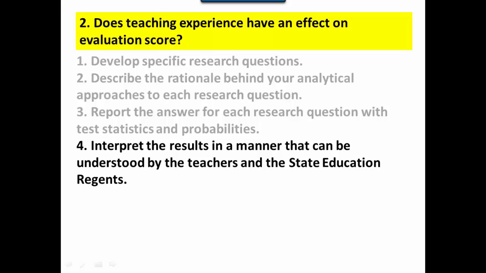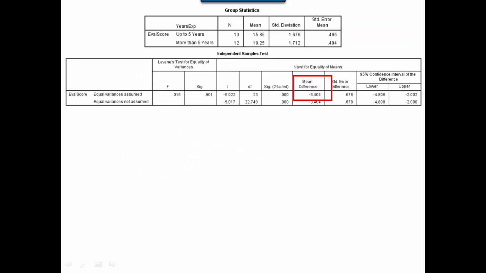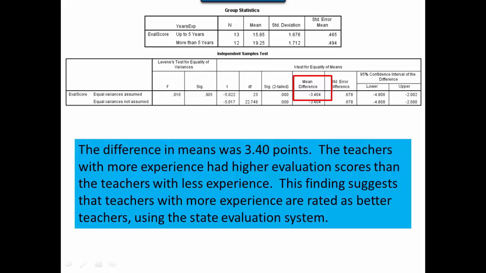Now I need to interpret the results for my audience. Here's a suggestion. The difference in means was 3.40 points. The teachers with more experience had higher evaluation scores than teachers with less experience. This finding suggests that teachers with more experience are rated as better teachers using the state evaluation system.